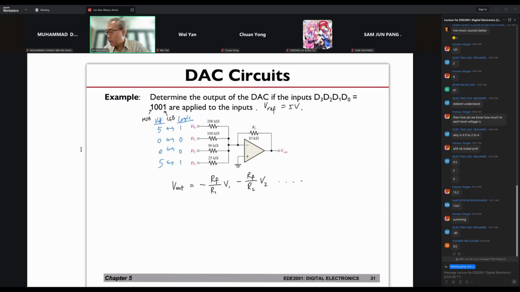Okay, now so what do I have here, right? The V out will be negative 10 over 25 times D3, which is 5. Okay, right. So from here, I should be getting negative 2.25 volts.